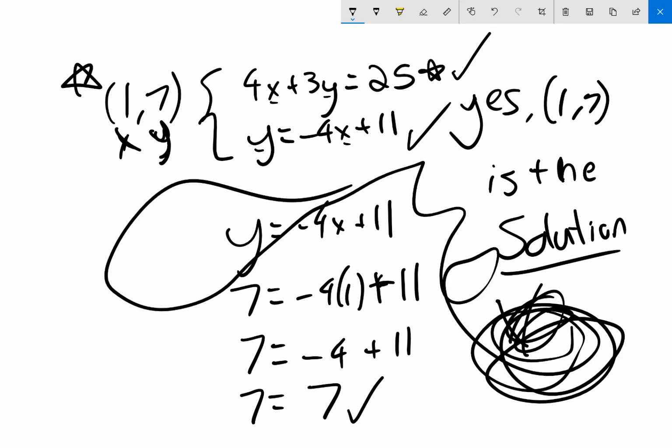All right. So if it works in one equation, but it doesn't work in the other, then it's no. It has to work in both, okay? So keep that in mind. It might work in the first equation, but it might not work in the second. So be careful. And if that happens, then it would not have been the solution. All right, so moving on.